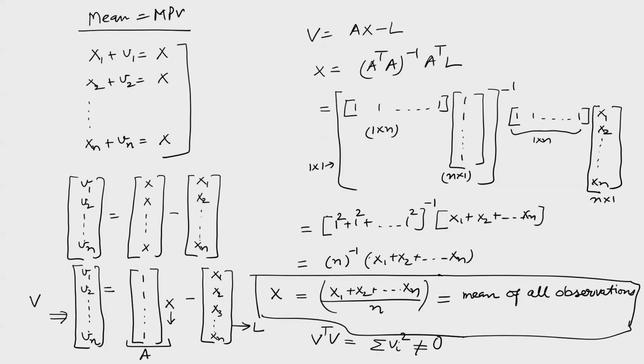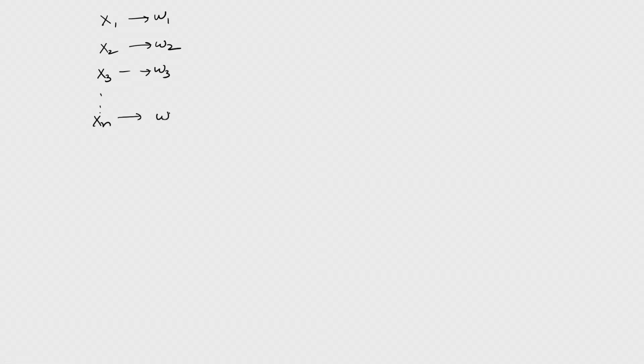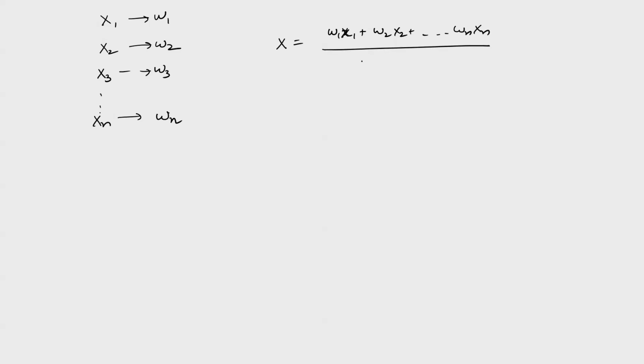Okay, what if you have some weights? What about the weighted average? Let us say that data is coming with different weights. That means x1 has some weight w1, x2 has w2, x3 is coming with w3 weight, and so on, xn coming with wn weight. So you should get the answer x equal to w1x1 plus w2x2 up to wnxn divided by w1 plus w2 plus w3 up to wn.